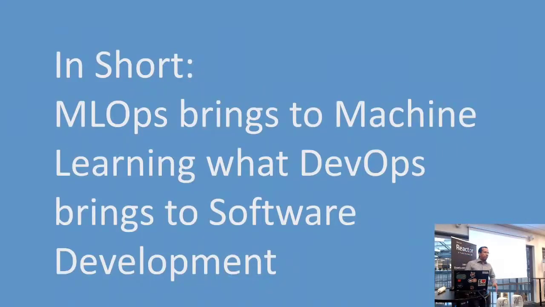So in short, MLOps brings to machine learning models what DevOps brings to software development, right? In software development, we have our software isolated. It's not connected to the operations part, but when you start implementing DevOps, then you get all those benefits. You connect user stories to features, and then you can connect them to issues in production and so on. This is the same idea.